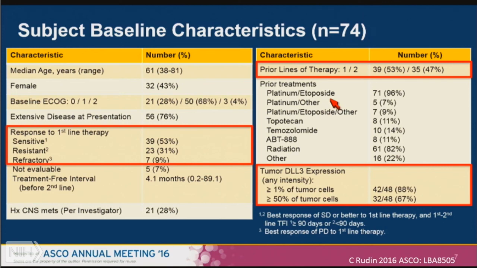So we just want to point out here that about 67% of patients have more than 50% of tumor cells with the DLL3 expression, meaning that this target is highly expressed in small cell lung cancer patients.